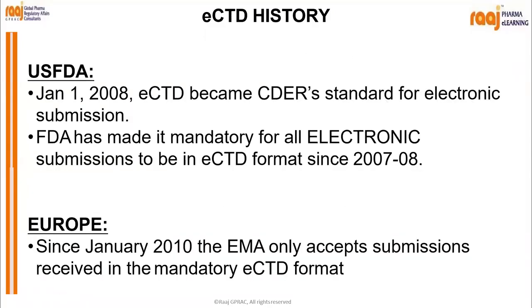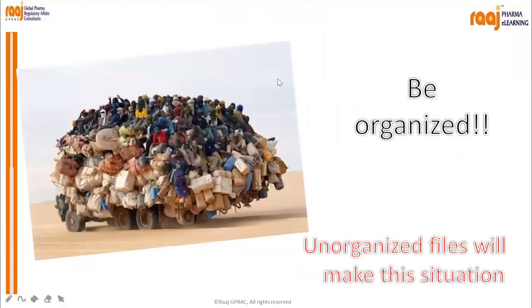So in US FDA, from January 1, 2008, eCTD became the standard for electronic submission, and FDA has made it mandatory for all electronic submissions to be in eCTD format since 2007-2008. And in Europe, since January 2010, the EMA only accepts submissions received in the mandatory eCTD format. So you can see US and Europe are a part of our ICH. They started eCTD submission acceptance from 2008 to 2010. So everyone has to be organized.